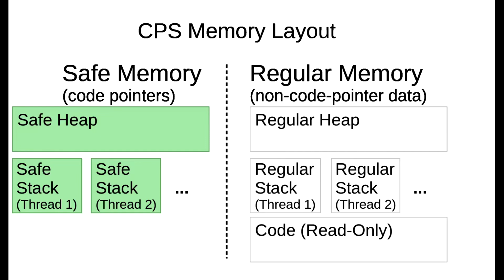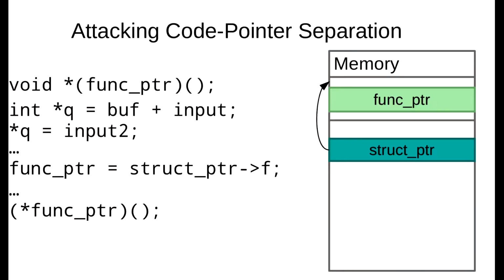So now that I've shown the basic overview of how we separate code pointers, and it's actually just like in the name, code pointer separation. All the code pointers are in a completely different memory space. How much protection does that give us? Let's look at how we can attack code pointer separation.